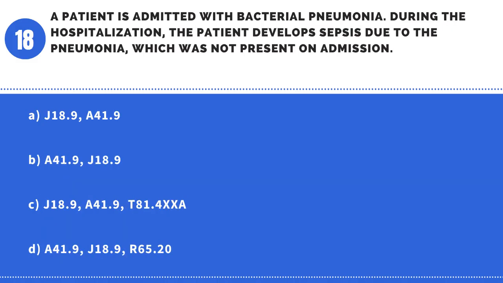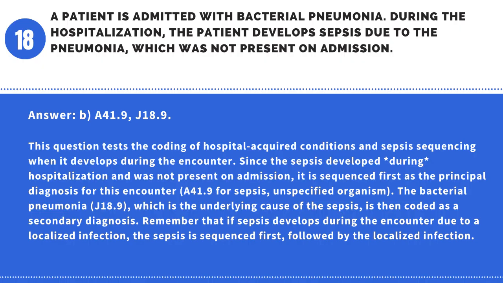Question 18. A patient is admitted for bacterial pneumonia. During the hospitalization, the patient developed sepsis due to the pneumonia, which was not present on admission. A. J18.9, A41.9. B. A41.9, J18.9. C. J18.9, A41.9, T81.4XXA. D. A41.9, J18.9, R65.20. Answer B.